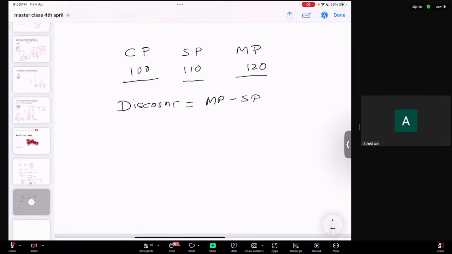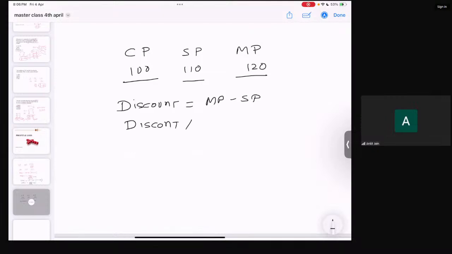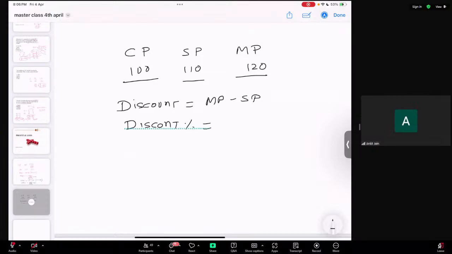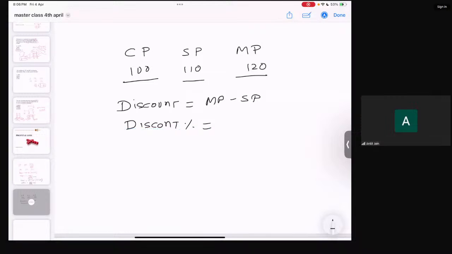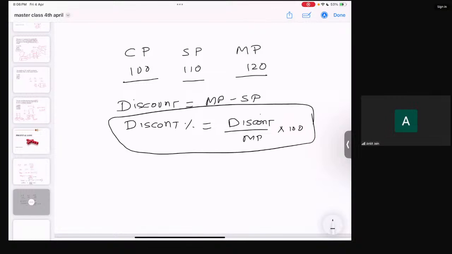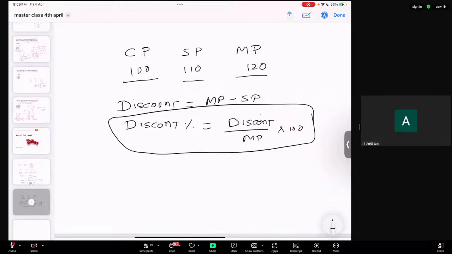And if we calculate the discount percentage, then discount percentage is calculated on mark price. Always discount upon mark price into 100. For discount percentage, the base is always the mark price. Discount always happens on mark price. Profit and loss always happen on cost price.